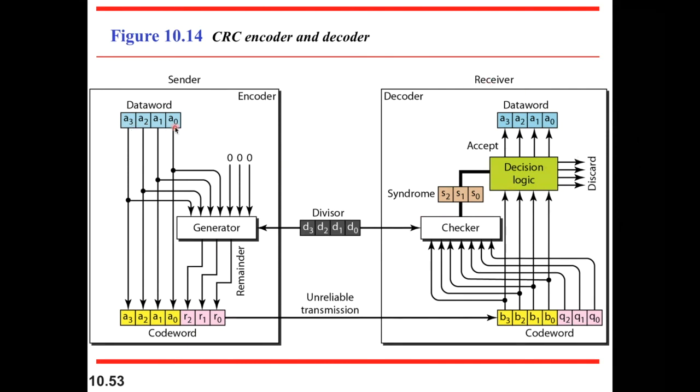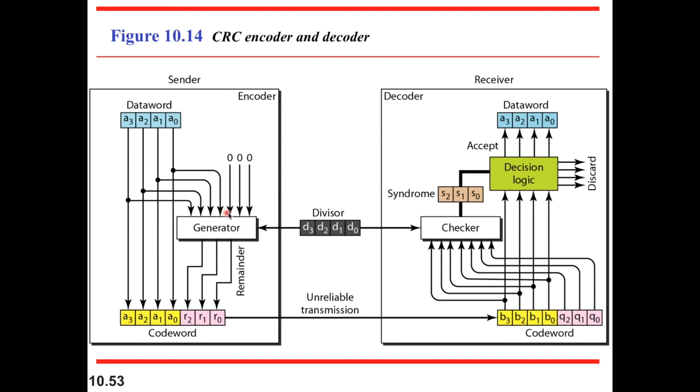Let's say I am the sender and I want to send you a data word. It consists of 4 bits: A0, A1, A2, A3. This is my data word that I want to send to you. Its length is 4 bits. And we, sender and receiver, both agreed that we will generate 3 extra bits. So what I will do is add 3 zeros at the end of this data word.